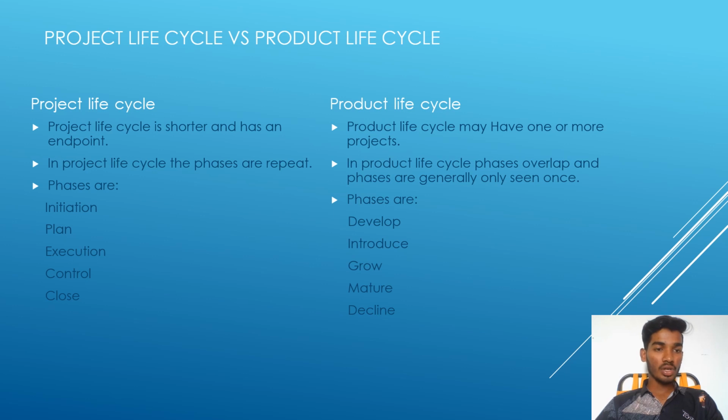In the project life cycle, we are seeing the phases are initiation, plan, execution, control or monitoring, and close of the project. But in the product life cycle, we are seeing the phases are develop, introduce, grow, mature, and decline.